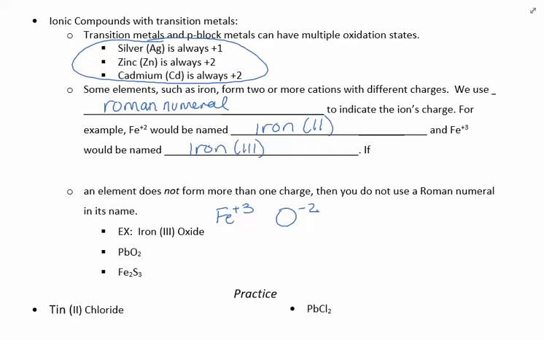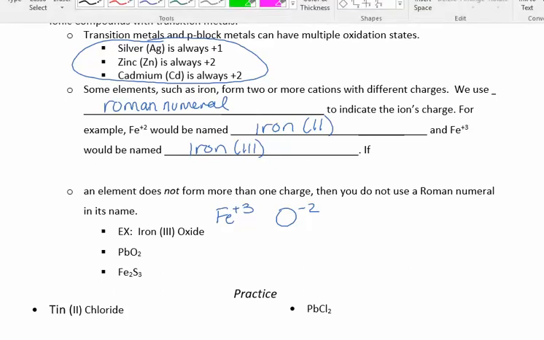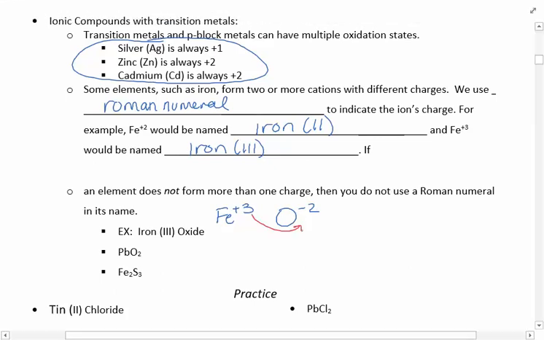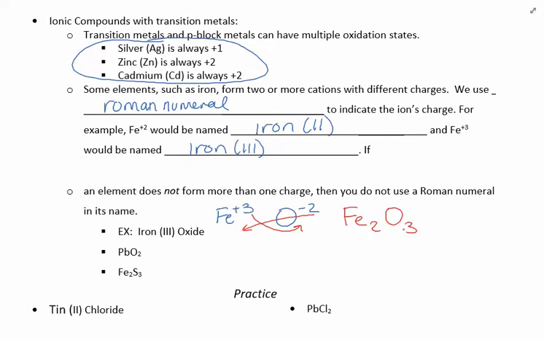What you're going to do is swap the charges. So you're going to swap the numbers and drop them down. I call it the swap and drop. So what ends up happening, the 3 is going to go with the oxygen and the 2 is going to go with the iron, resulting in Fe2O3. So this is the formula for iron(III) oxide. So that's one way that we have to do it.